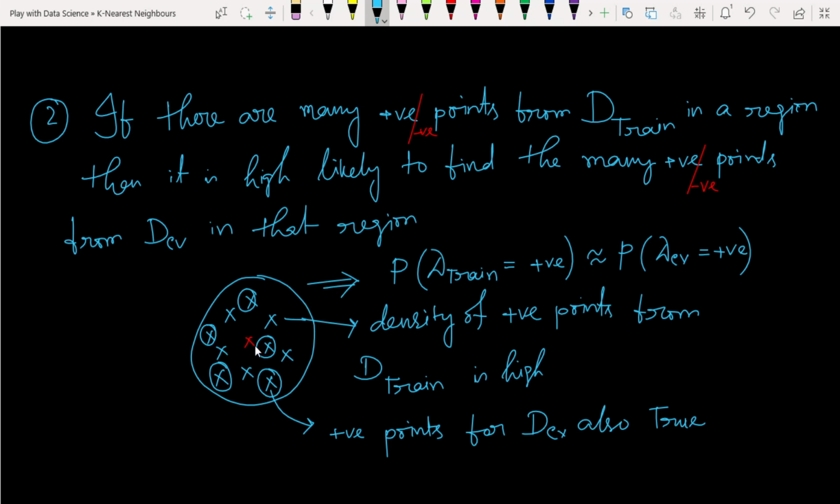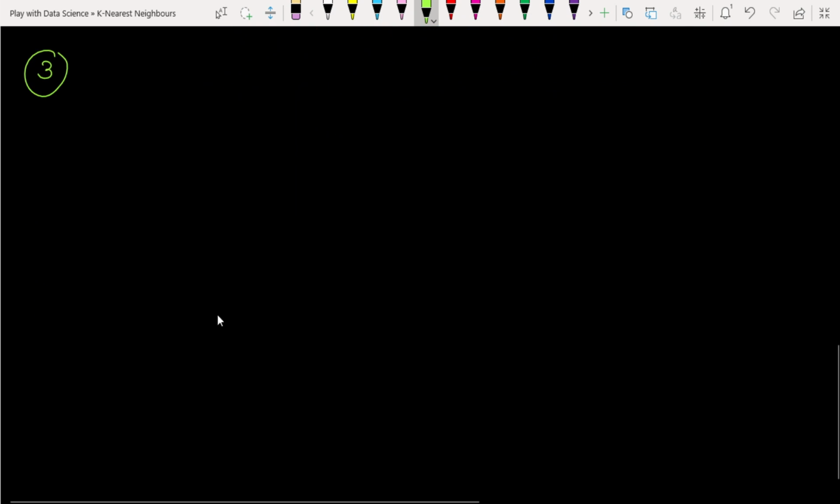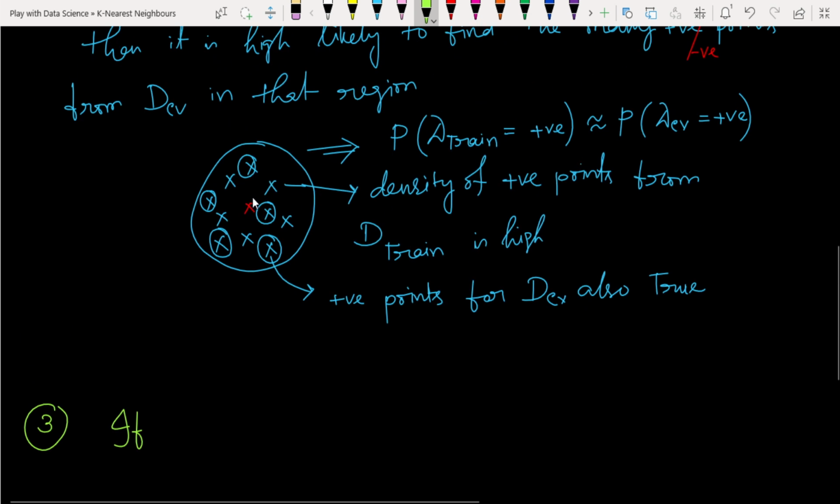So there may also occur one or two outliers, but that doesn't matter. I'm just taking the chances concept, the probability concept; the same probability also occurs. The third definition is: if there are very few points, suppose you have taken a region where the density is high, then the same thing is also true for the cross validation data.